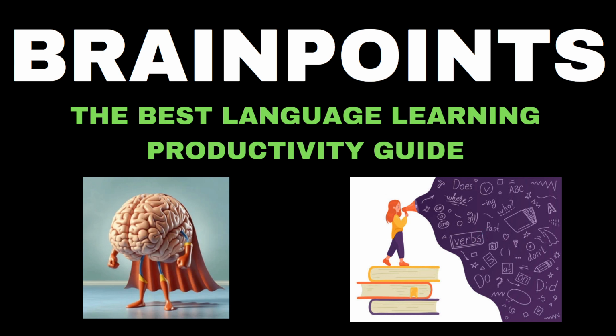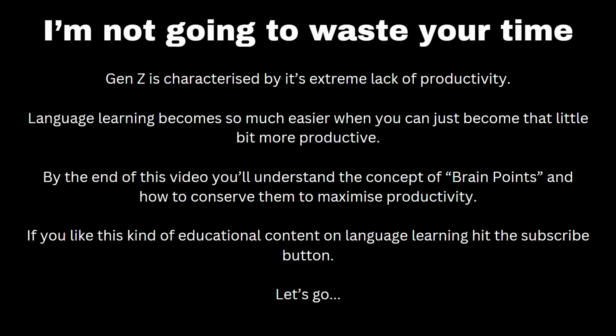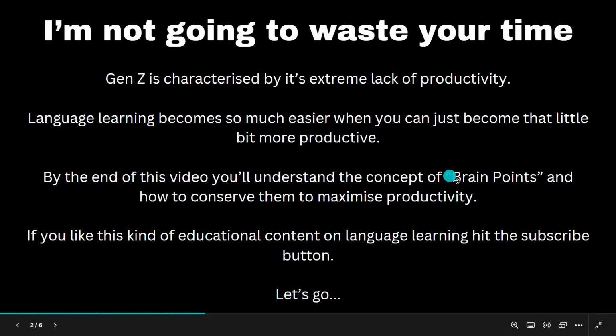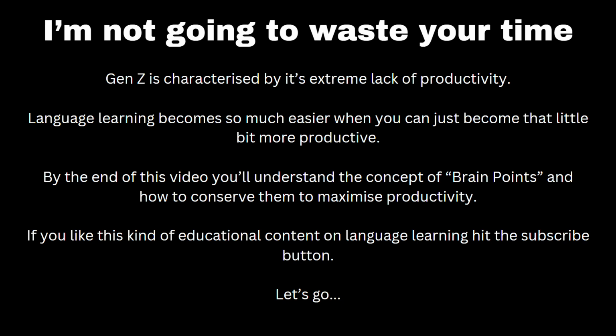So this might seem like a bit of a weird video, but I promise it can be useful for you. Gen Z is kind of characterized by its extreme lack of productivity. And I think a lot of people, with social media and stuff, are really, really unproductive these days. And that kind of makes language learning really difficult. That's something you need to be hyper productive with if you want to make really, really good progress.